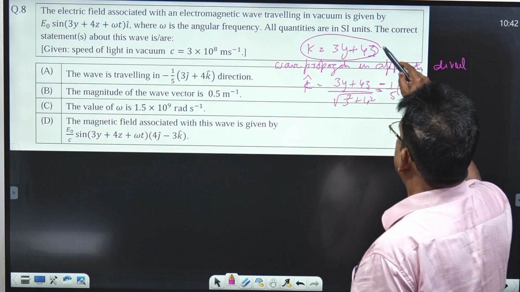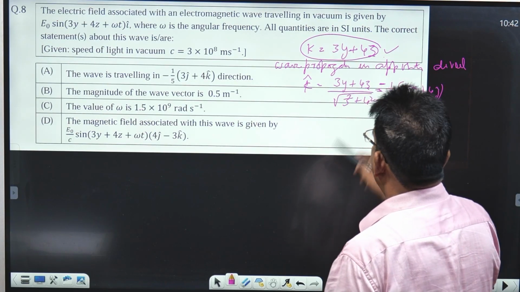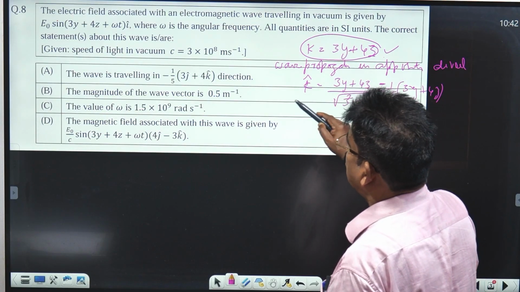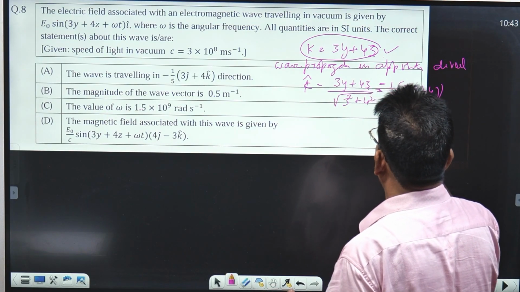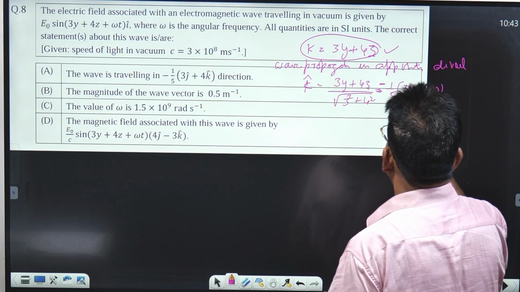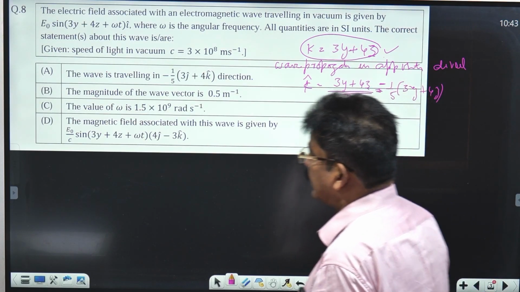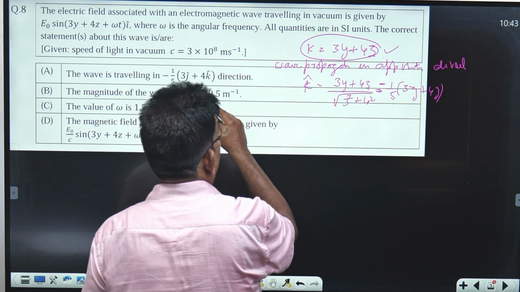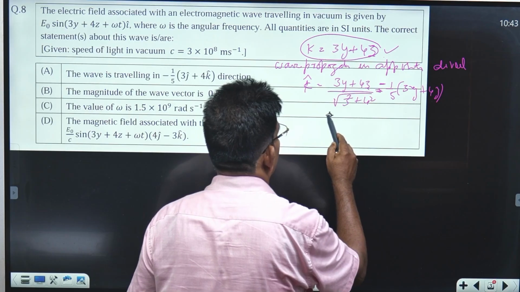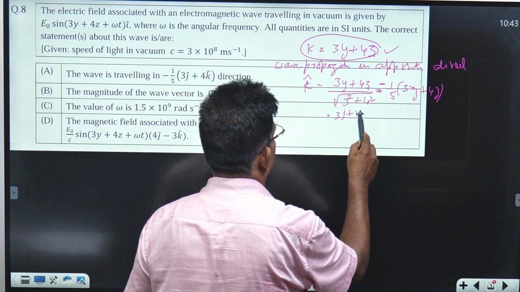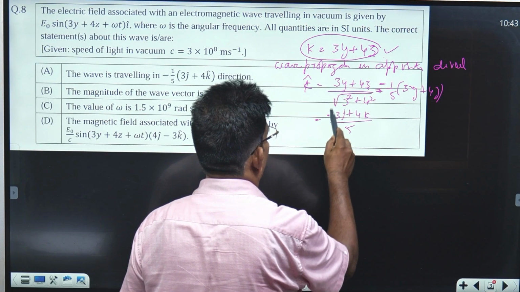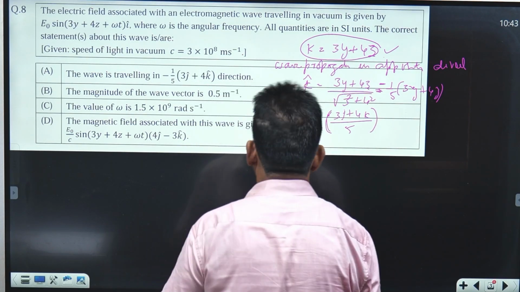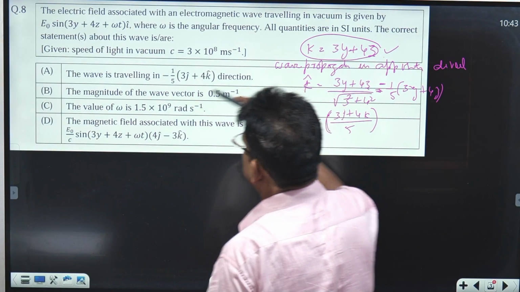So first, this is the wave vector 3y plus 4z. Its unit vector, how do you get it? Wave vector by its magnitude. The magnitude, because of y and z, is root of 3 square plus 4 square, that is 5. Then it will be 1 by 5, 3y plus 4z. Therefore, the electromagnetic wave will propagate in a direction opposite to that. So minus 1 by 5, the direction will be 3j plus 4k divided by 5 in opposite direction. This is the wave vector. Then the direction of propagation will be minus (3j plus 4k) by 5. So option A is correct.